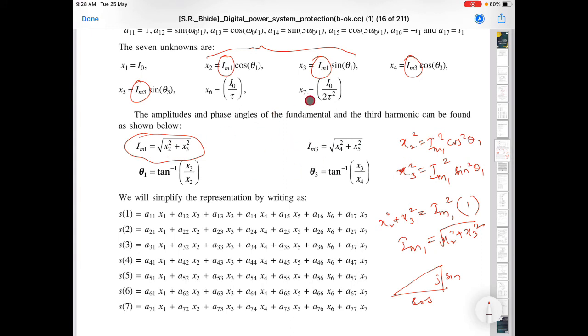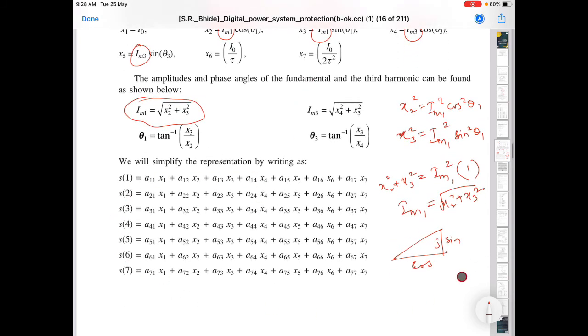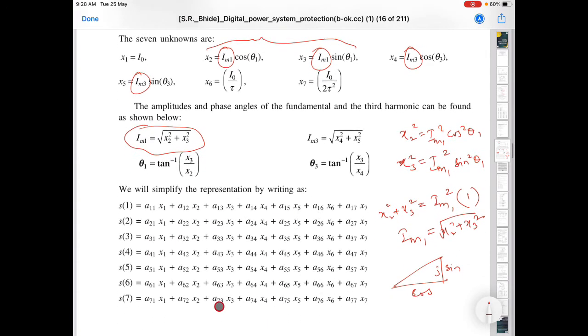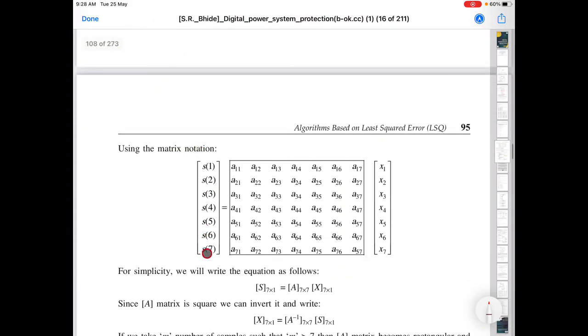The other terms, how to calculate? We'll place this in the matrix form. So a11 x1, a12 x2, where x1, x2, x3 are unknowns, and a11, a12, a13 are knowns. In each equation the a terms are known, and the x terms are unknown. So you put it in a matrix form. This is the sample, this is the A matrix, and this is the unknowns. And if you write up to here, this is the simplified form. In simplicity, in a single equation, we can write the above matrix equation in this form.